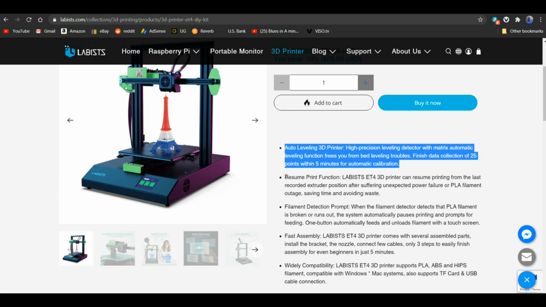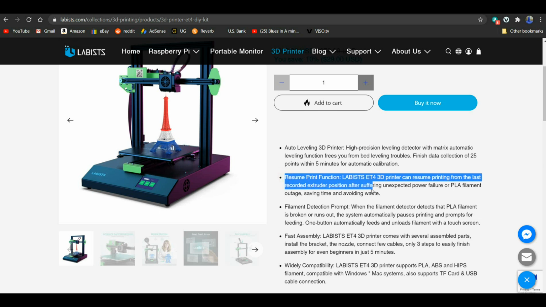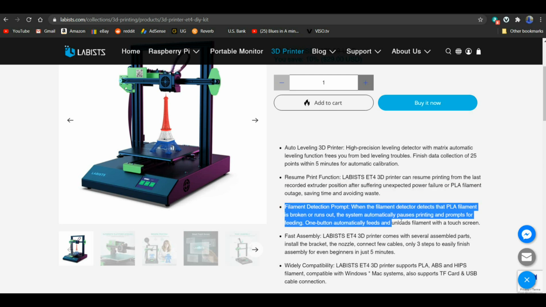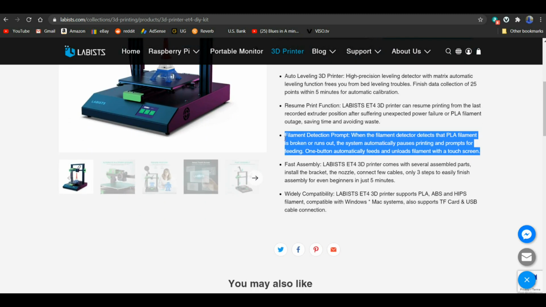The resume print function can resume printing from the last recorded extruder position after suffering unexpected power failure. That's true. Saturday, I was printing something for my son, and the power blinked off, and the printer restarted from its last spot, and you can't even tell anything went wrong. So that is a really nice feature. Filament detection. If filament broken or runs out, the system automatically pauses printing and prompts for online feeding. Yes, it does.